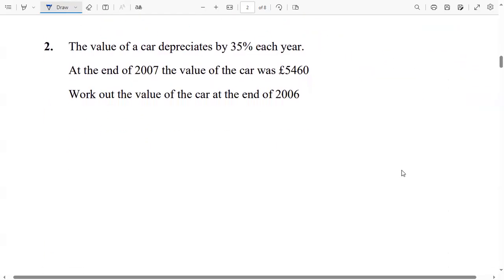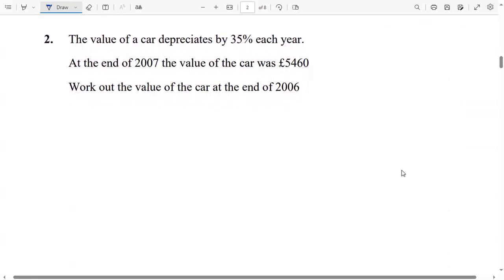Next question here. The value of a car depreciates by 35% each year. At the end of 2007, the value of the car was 5,460. Work out the value of the car at the end of 2006. So he starts with 2007. This is the end value now. And he asks you about the value of the car at the end of 2006, so he asks you about the principal, the initial value.